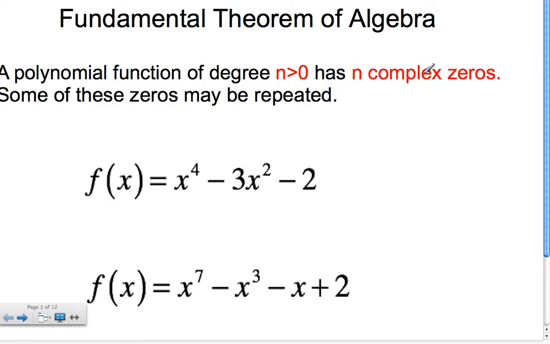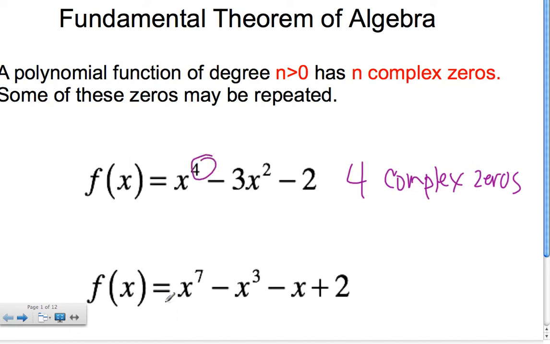Fundamental theorem of algebra. The fundamental theorem of algebra states that a polynomial function of degree n greater than 0 has n complex zeros. Some of these zeros may be repeated. So basically what this is telling you is f of x equals x to the fourth minus 3x squared minus 2 has 4 complex zeros. And I got the 4 from the lead coefficient.